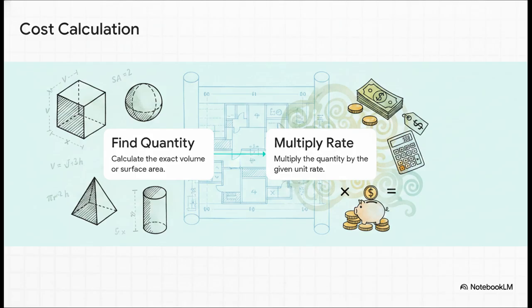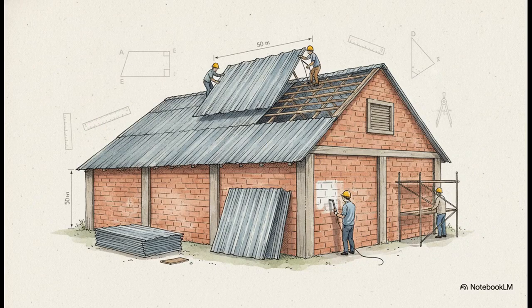Step 2, you do the commerce. Multiply that calculated quantity by the given rate to find your total final cost. Let's see how this scales up in the real world.